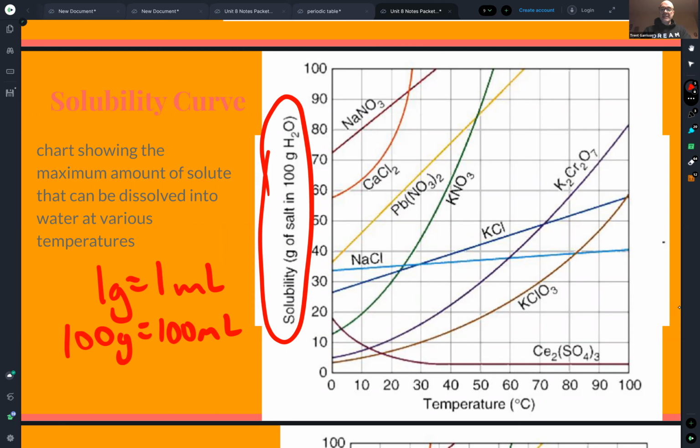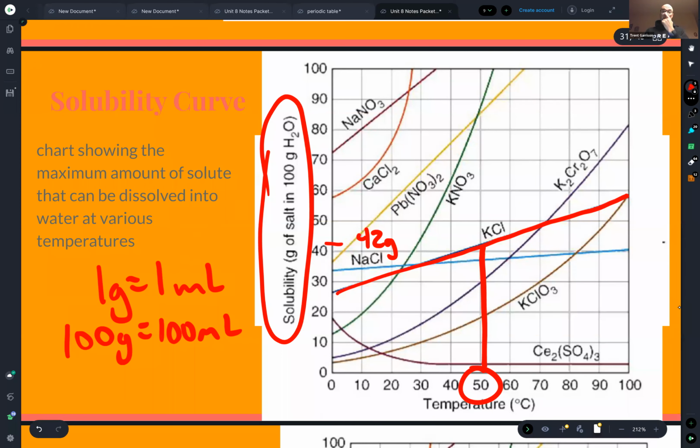So let's take KCl. It's this line that's right through the middle here. If I am at 50 degrees, I would be able to dissolve somewhere in the neighborhood of about 42 grams for every 100 milliliters of water. Well, if I have twice as much water, I could actually double that, and I would be able to go up to 84 grams if I double this to 200. But as it stands on this graph, we now see that we have 42 grams as the maximum.